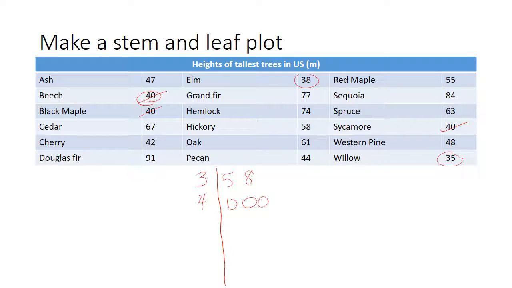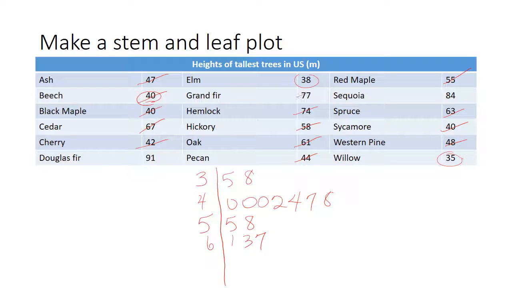And then we have a 42, a 44, a 47, and a 48. Now let's look at our 50s. So we've got a 58 and a 55. So I'm going to put those in order. Then we've got a 61, a 63, a 67.